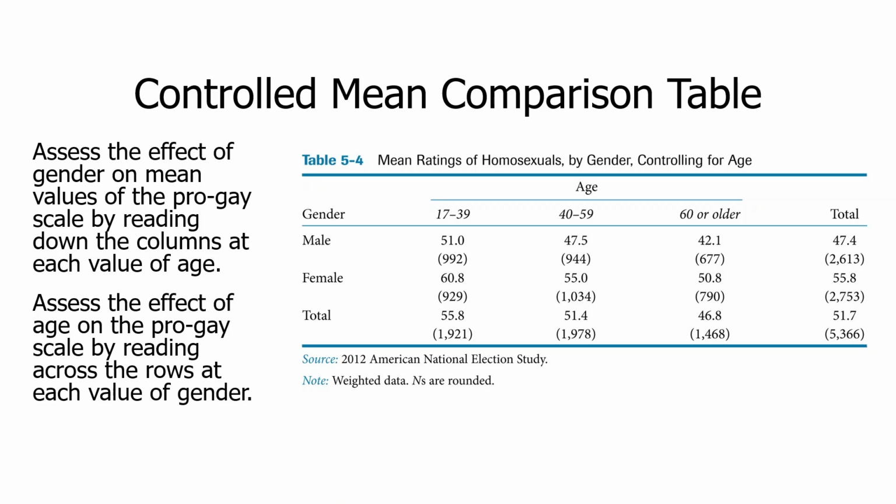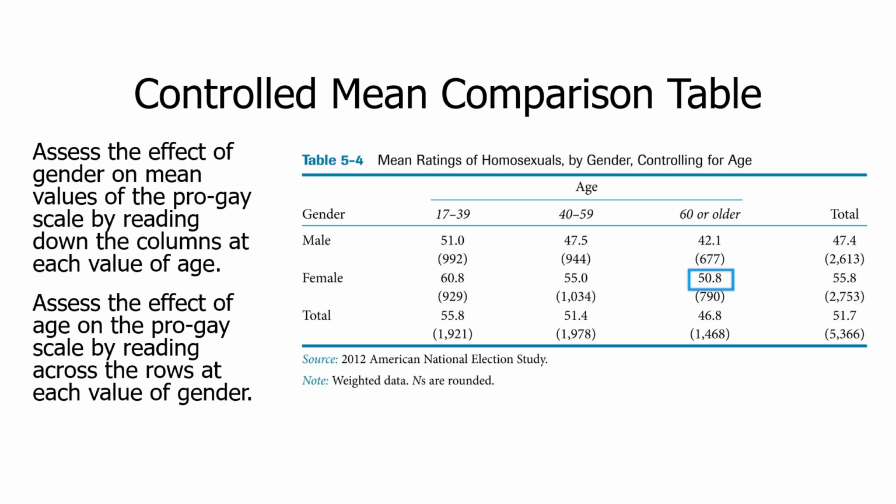Let's go up here to the next age cohort. It's a little bit narrower here, 47.5 versus 55 among females, but again we're running in the same direction. That's about a 7.5, not percent, 7.5 degrees on the feeling thermometer scale, so there's still a difference. And then finally, among the oldest cohort, we have here 42.1 versus 50.8, which is an 8.7 effect.